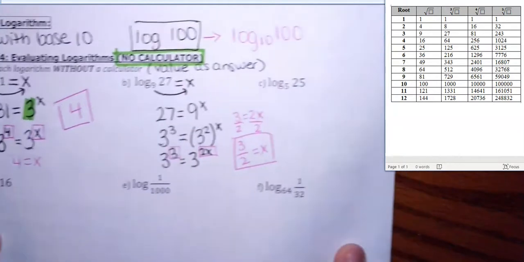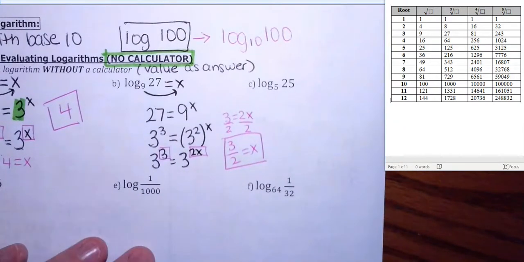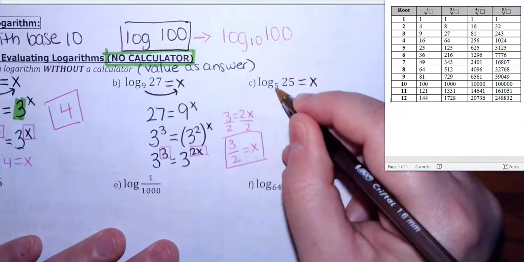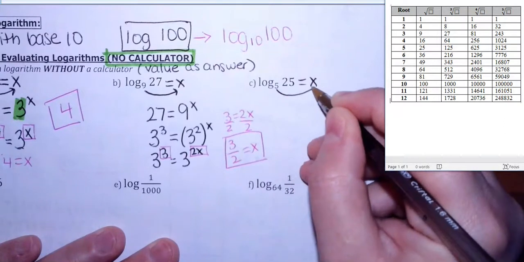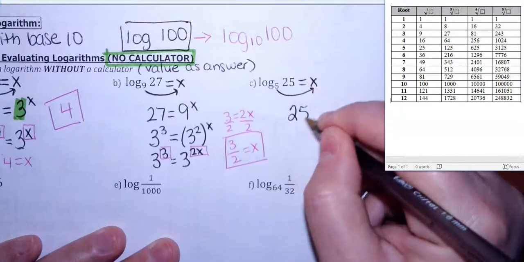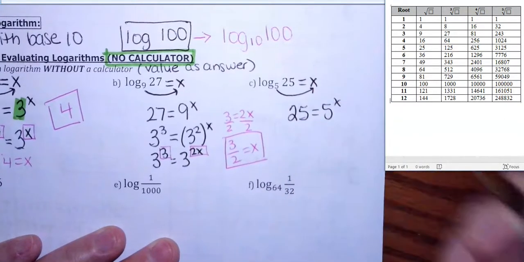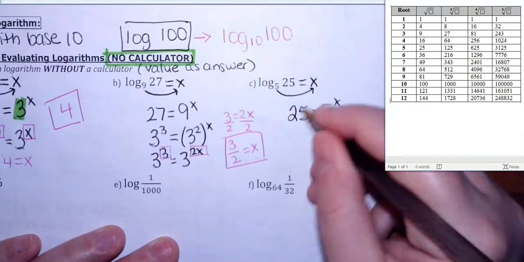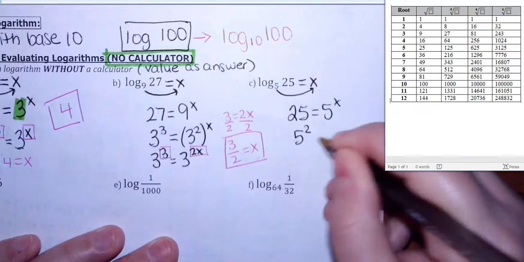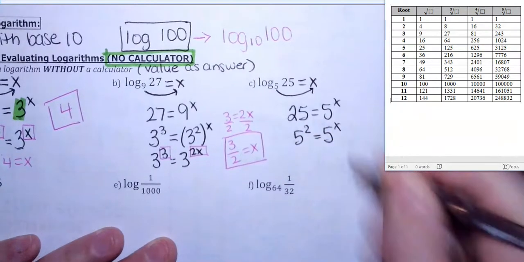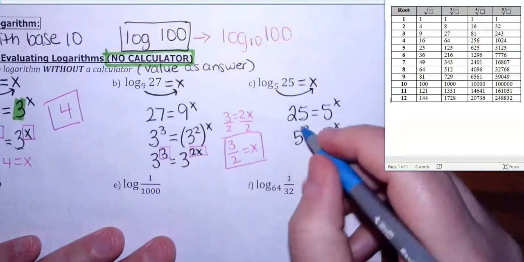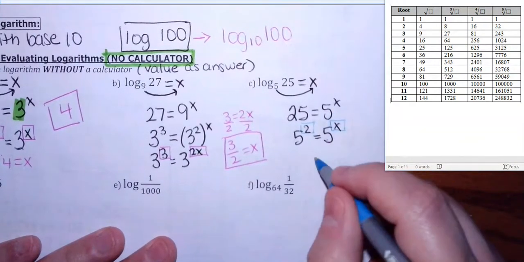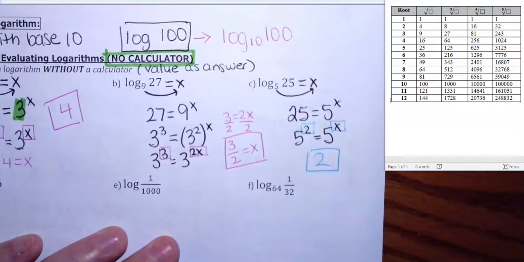All right, let's try another one here. Just set these equal to x, change them to exponential form. Swing the base of the log, pushes that up in the air, becomes the base of your exponent. This is going to be 5 to the x. Try to rewrite both sides with the same base. We've done this a couple times today. So 25 is 5 squared. If the bases are the same, that forces the exponents to be equal. So here, this would be 2 equals x, or just go ahead and write 2 as your answer.